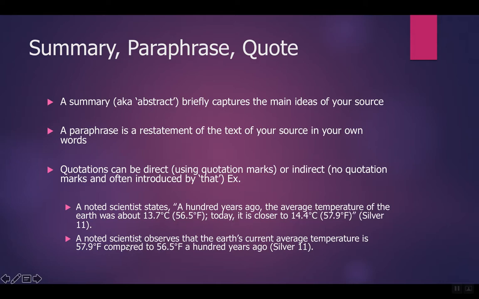In this example, it's the exact same information. Instead of quoting it, so taking the author's words verbatim, you are actually paraphrasing. So you're using your own words now. A noted scientist observes the Earth's current average temperature is 57.9 F compared to 56.5 F 100 years ago, Silver 11. Both are perfectly fine. This one, you wanted to use your own words, but you still cited them. This one, you wanted to quote them, but you still cited them, okay? That's the big difference between a paraphrase and a quotation.